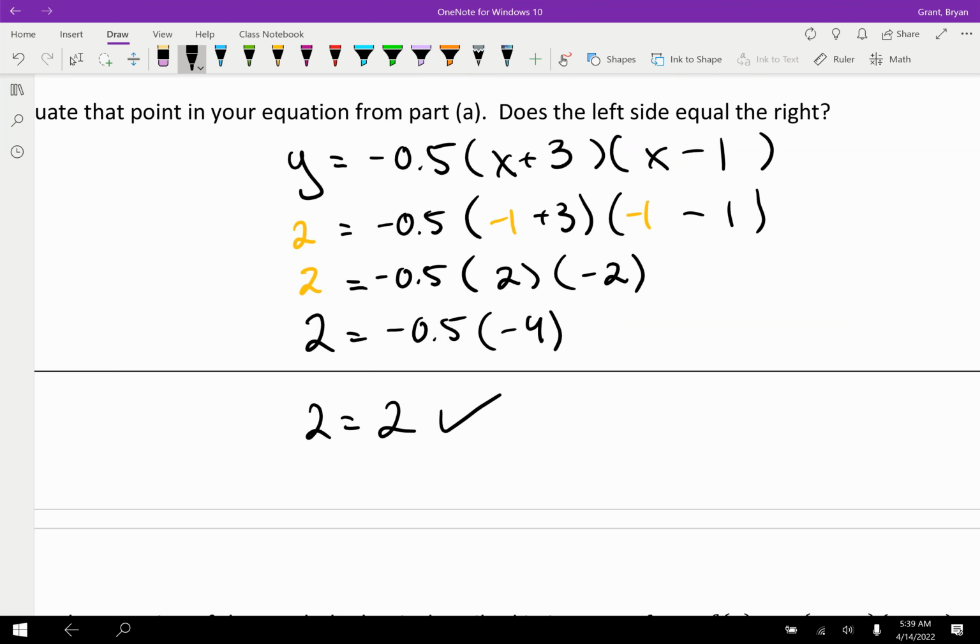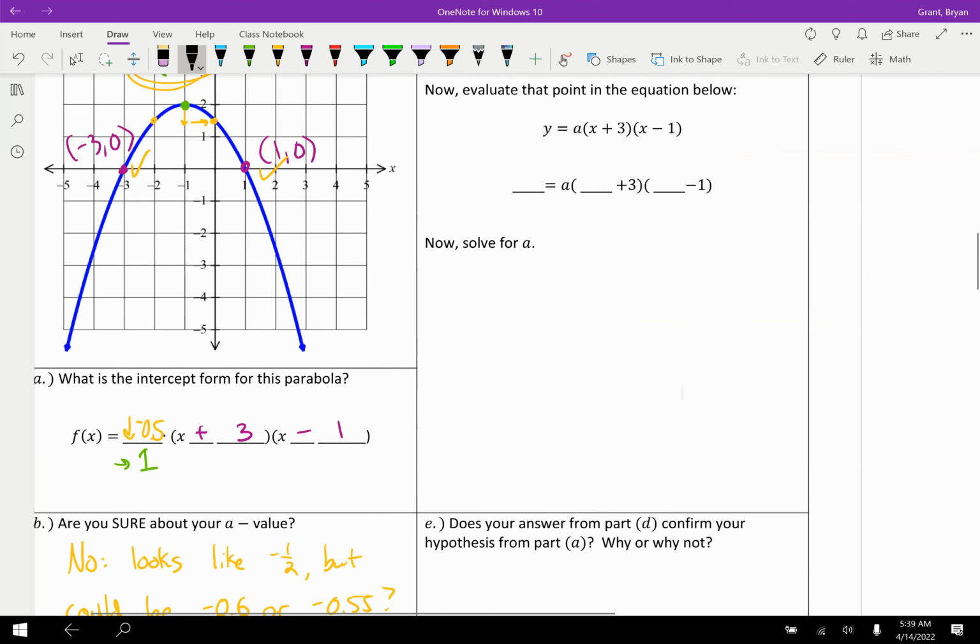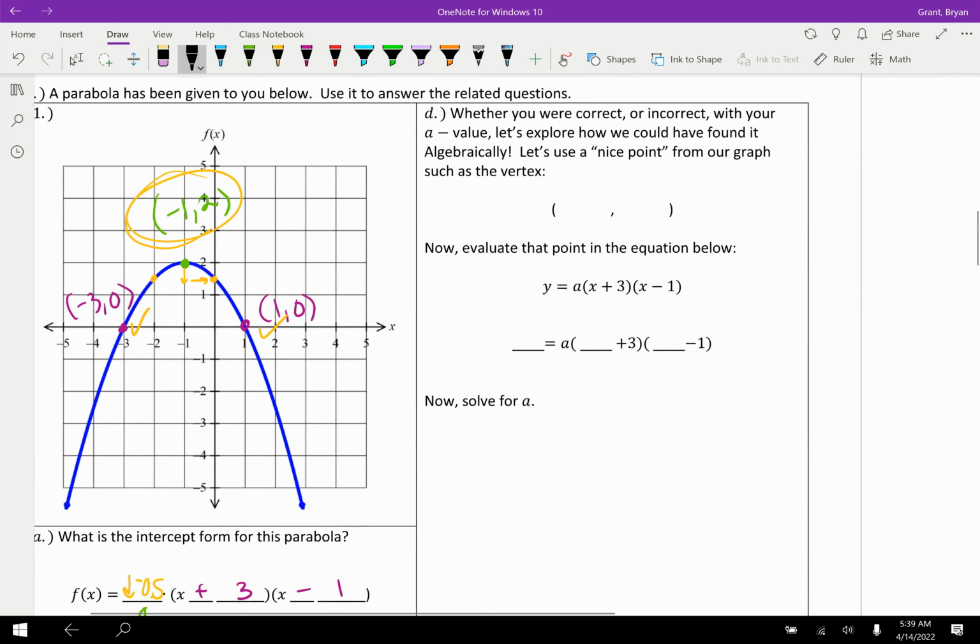So that tells me that I'm pretty sure I'm right about my a value, right? I tried another point on my graph, and we got the left side equal to the right. So that's pretty good. Now, what if the a value wasn't actually negative 0.5? What if when we did the math it was negative 0.61 or something? We wouldn't see that, but we would see the left side doesn't equal the right. Okay, well, let's see how we could do this algebraically.